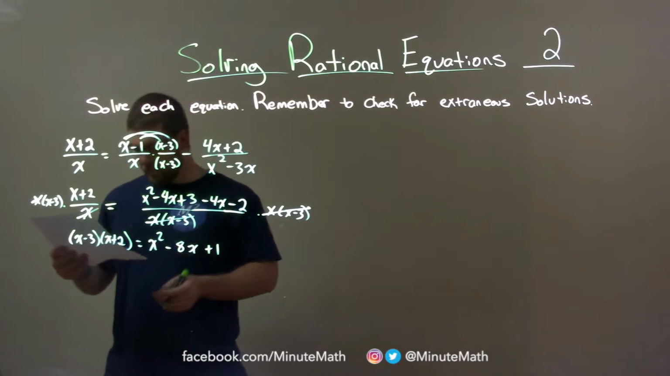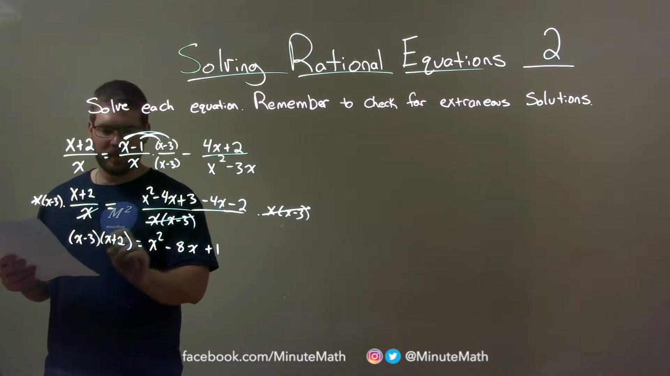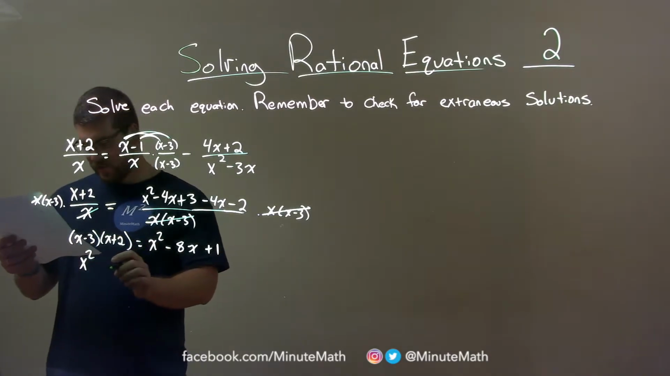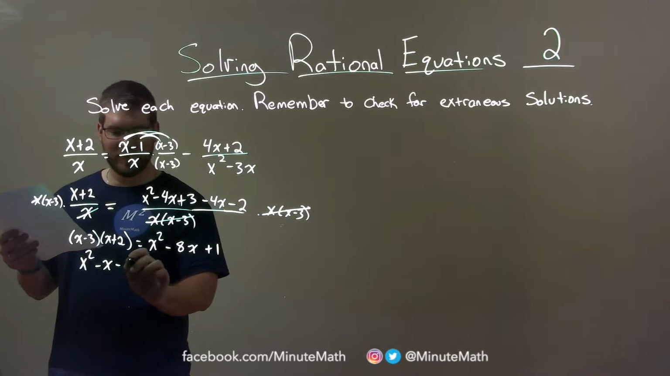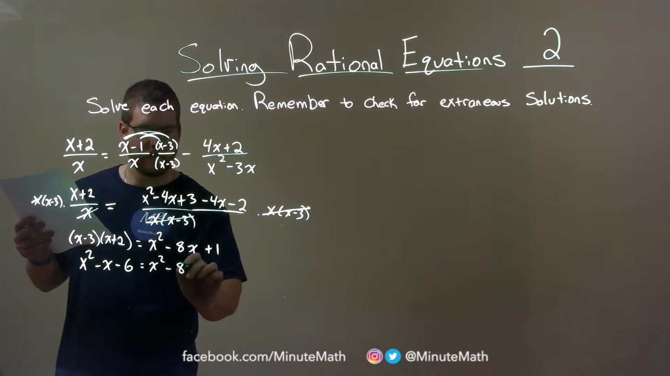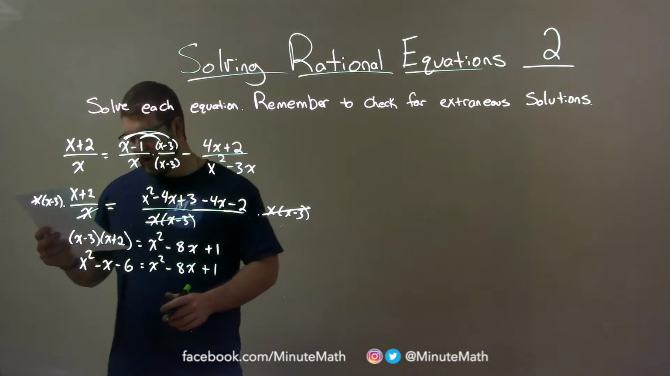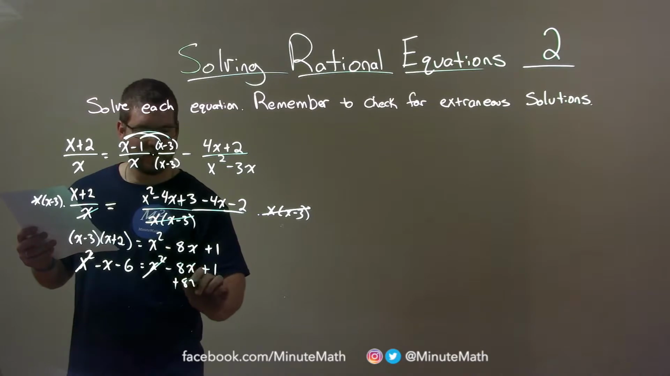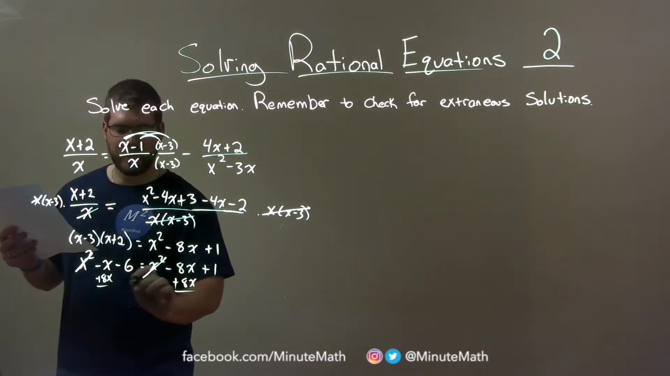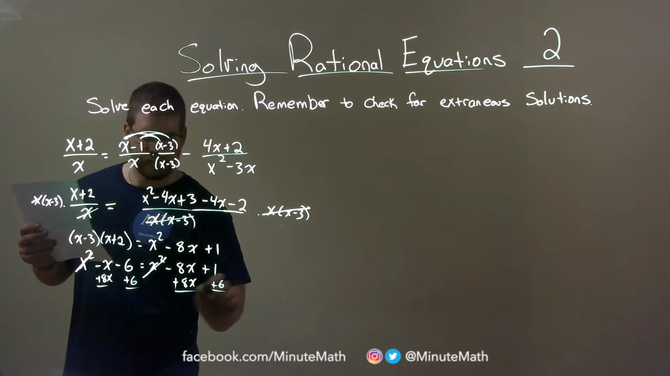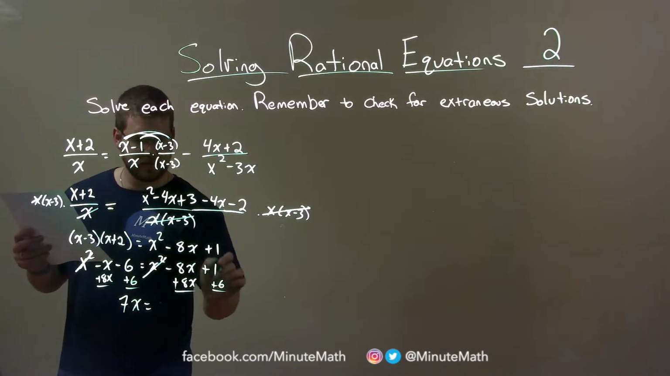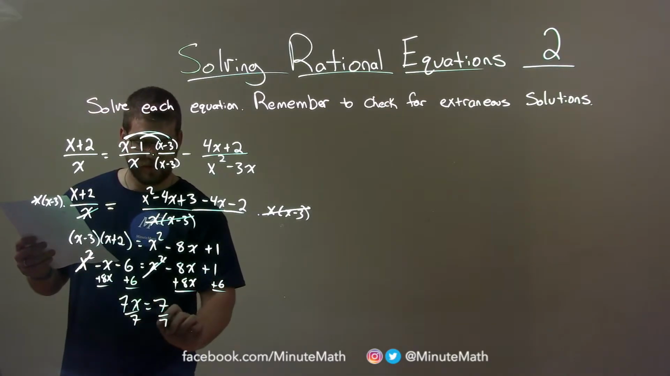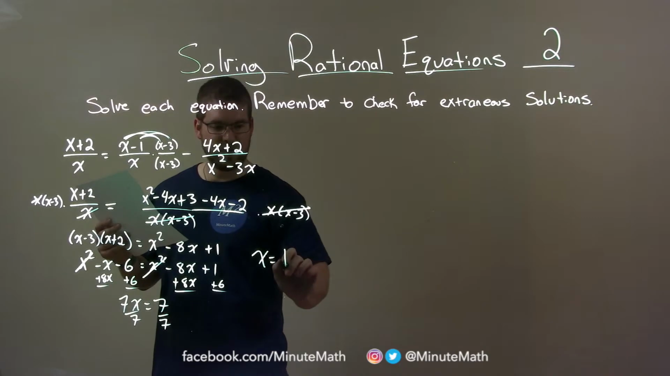Okay, so keep going. Let's FOIL that out. x times x is x². x times 2 is 2x, -3 times x is -3x, so we have -1x here, and -3 times 2 is -6, and bring down the rest. There's an x² on both sides, so they cancel each other out. I can add 8x to here, and I'm going to add a 6 to both sides now. So now we have 7x equals 1 + 6 is 7, that's easy, right? Divide both sides by 7. So x is just equal to 1.